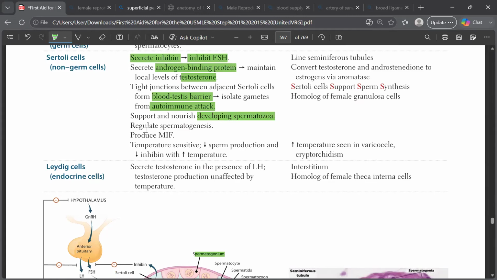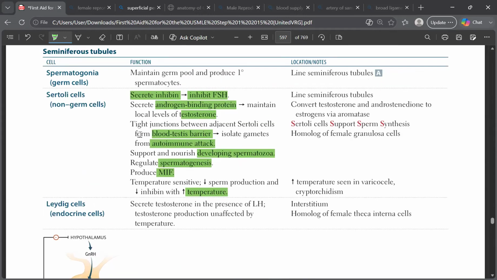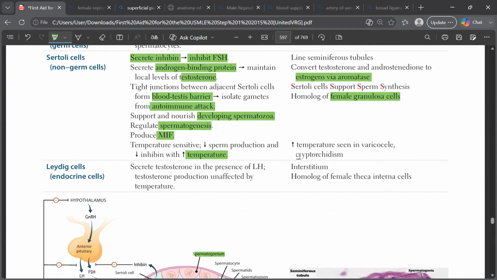They regulate spermatogenesis. They produce Mullerian inhibiting factor, which prevents the development of paramesonephric ducts and the female reproductive system. They are temperature sensitive and they decrease sperm production and decrease inhibin with increase in temperature. They also line the seminiferous tubules and convert testosterone and androstenedione to estrogens via aromatase. Sertoli cells support sperm synthesis. They're the homolog of female granulosa cells, and increased temperature is seen in varicocele and cryptorchidism.